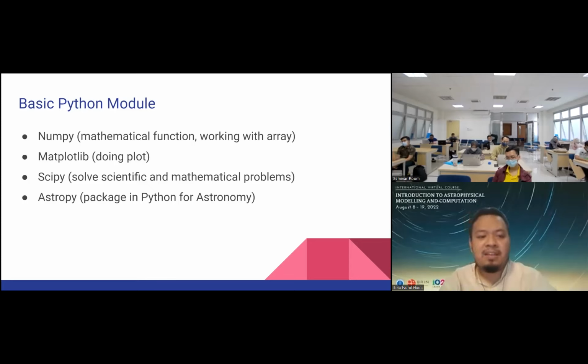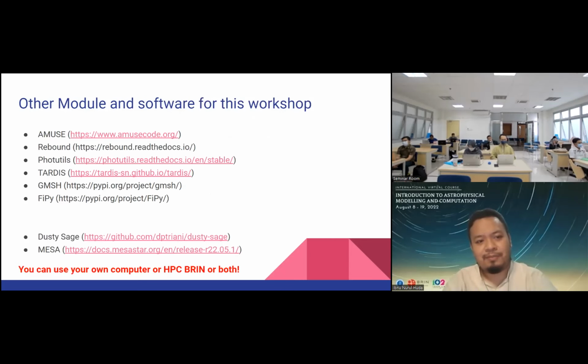And then there's also SciPy. SciPy is quite a bit more advanced; it can solve scientific and mathematical problems. It's actually an extension of the NumPy module. And AstroPy is also a basic module for astronomy. So if you are an astronomer and you want to use Python, it is better if you install AstroPy also. Okay, so those are the basic modules.